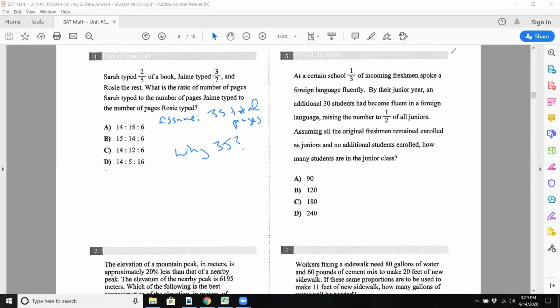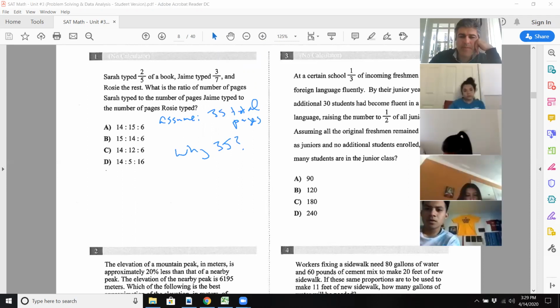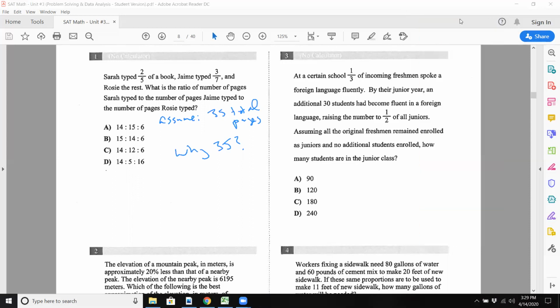Why do I think I chose 35? Anyone can chime in. Because of 5 times 7. Yep, it's the LCD for the fractions, so that just makes it easy. So now I can actually come up with specific numbers for Sarah and Jaime: 2/5 times 35 and 3/7 times 35. Now, it won't matter what number you make up for the total pages because it's all relative, right? If you increase the number of pages, everything else increases proportionally. So for each person, it doesn't matter.